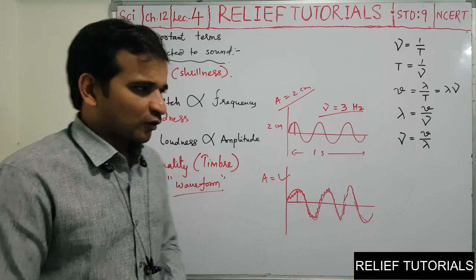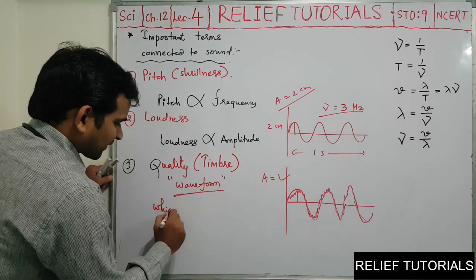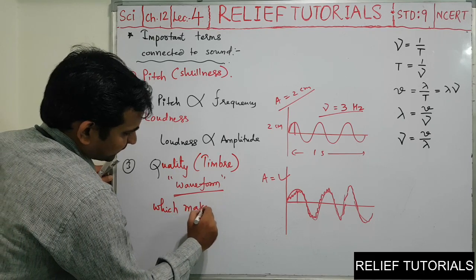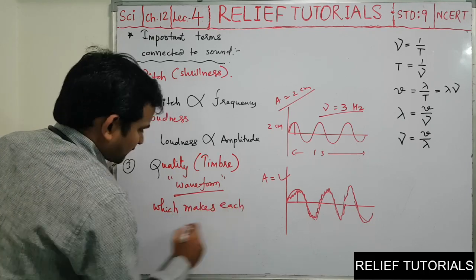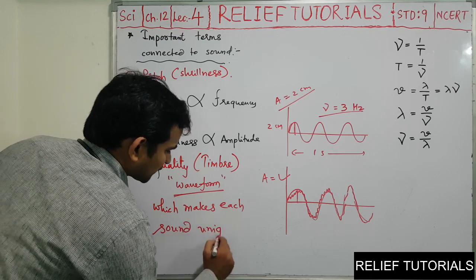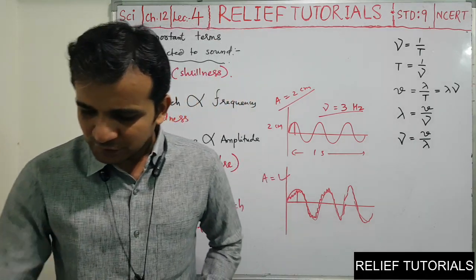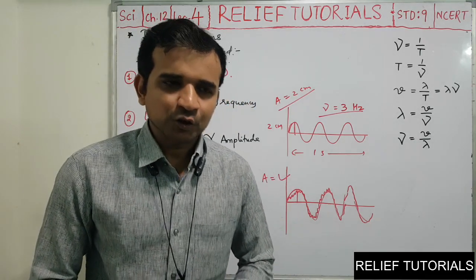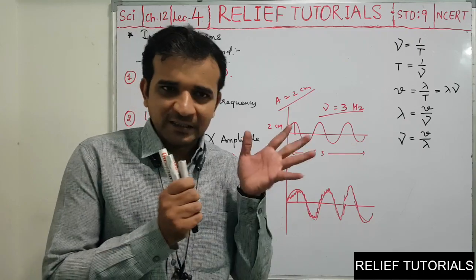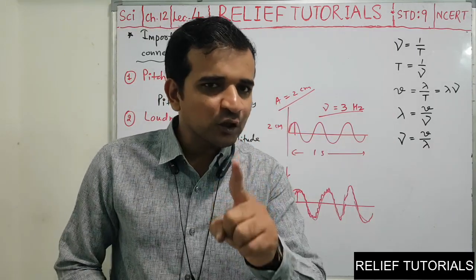So what gives you the quality? Quality is one type of waveform which makes each sound unique. So if someone asks you which characteristic of sound lets you identify your friend's voice without watching him or her, that is the quality of sound.